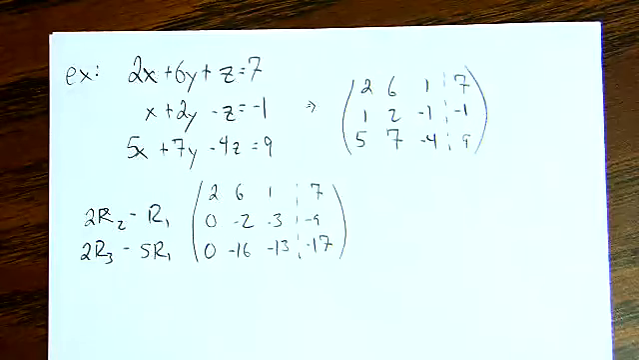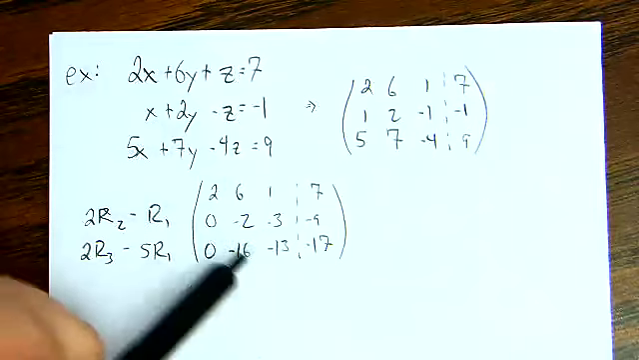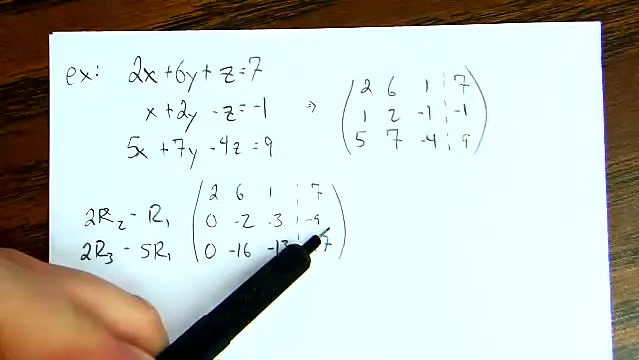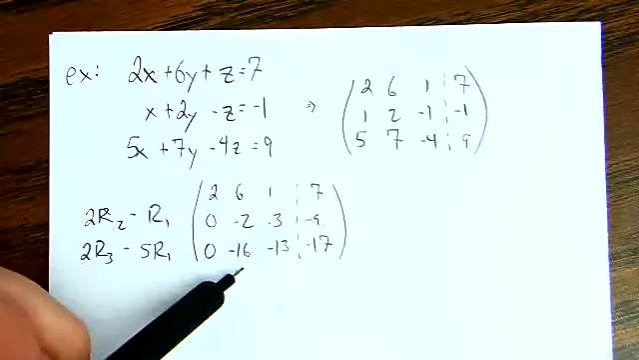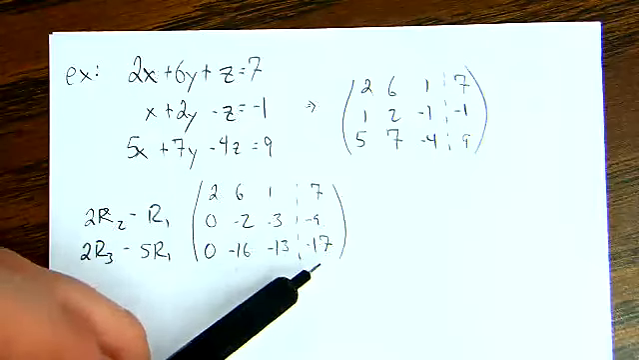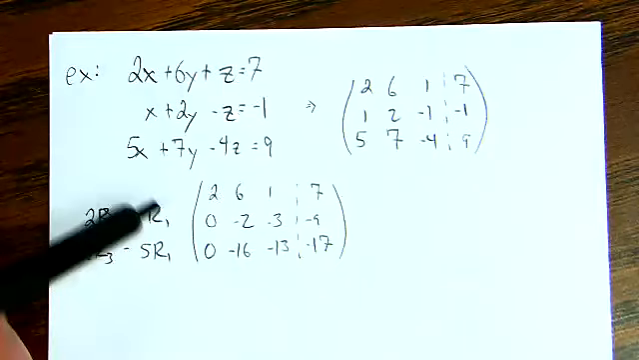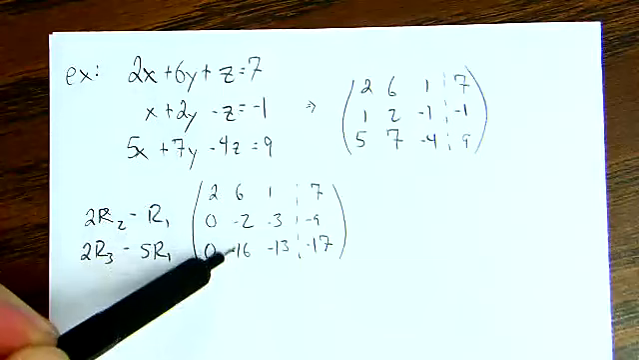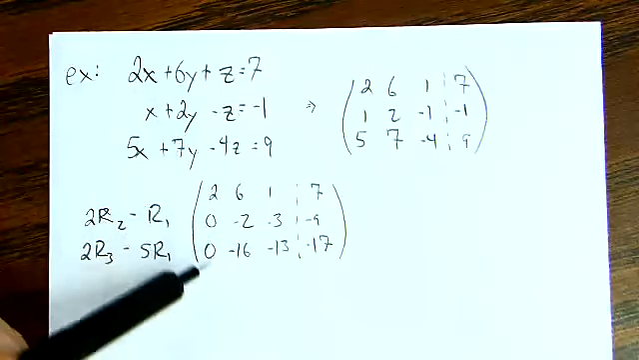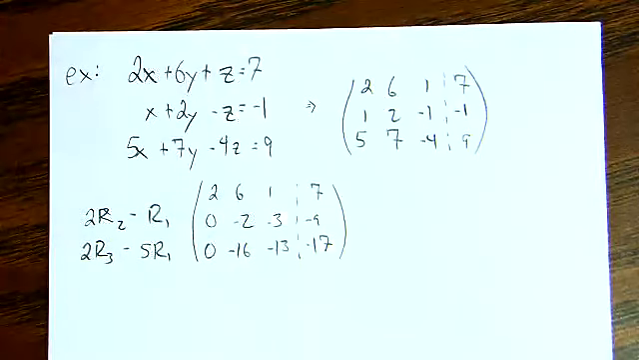And I could, if I wanted to, retranslate this to x, y, z's. And what I would see is I get negative 2y minus 3z equals negative 9, and negative 16y minus 13z equals negative 17. I don't really want to go back to equations. So let's go ahead and zero out this entry as well, so we get an upper triangular matrix.